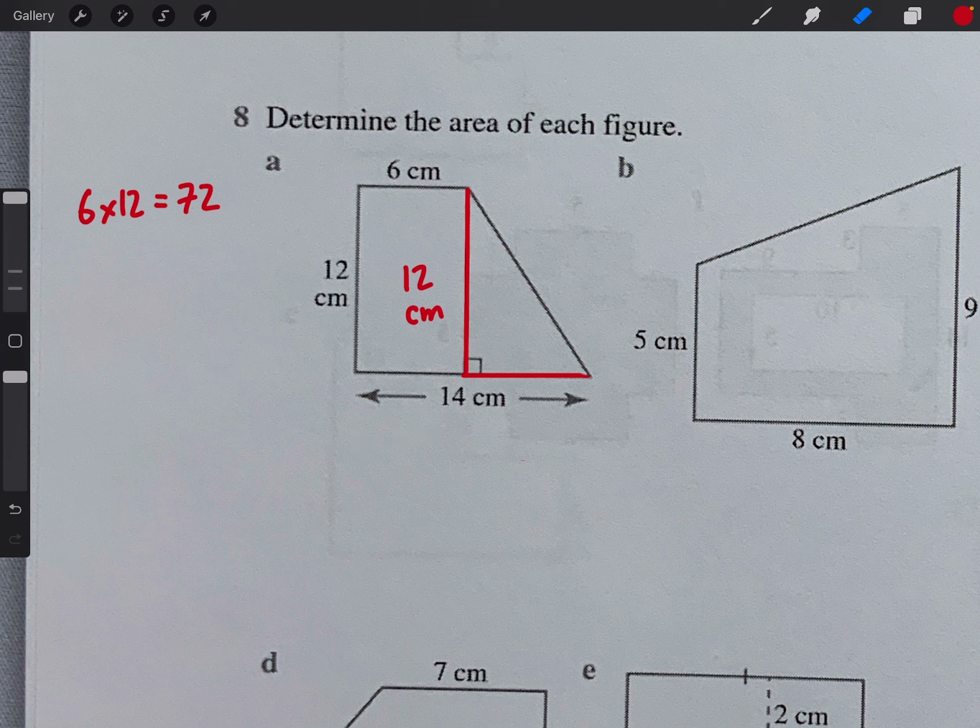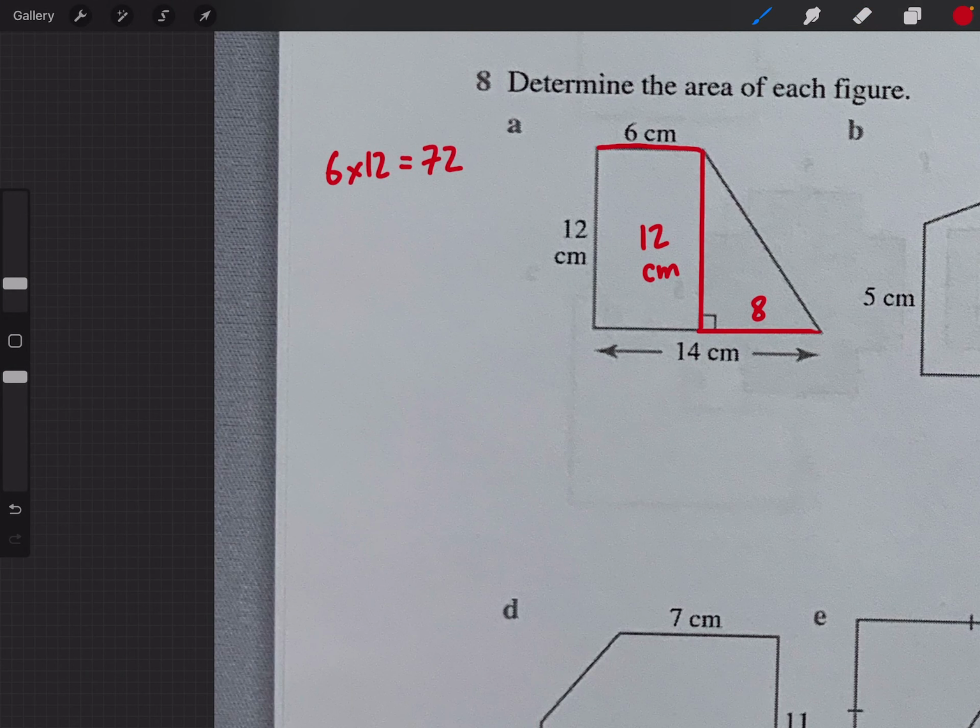So what's happening is you've got 6 here. That's the same as this one, and this one must be 8. 6 plus 8 makes a total of 14. So this is 8. Now that we know that's 8, we can find the area of the triangle. We do 6 times 8, and then we divide it by 2. 6 times 8 is 48, divided by 2 is 24, so we have 24.